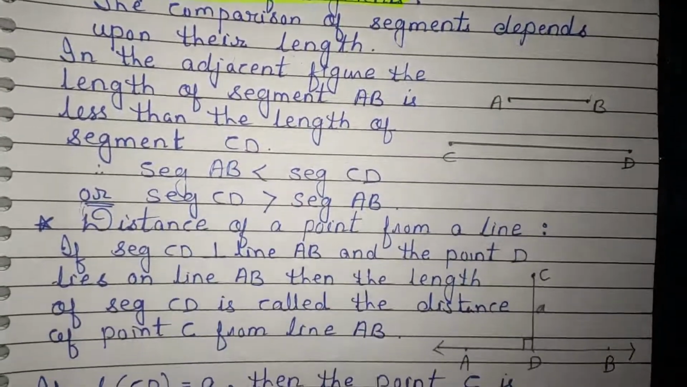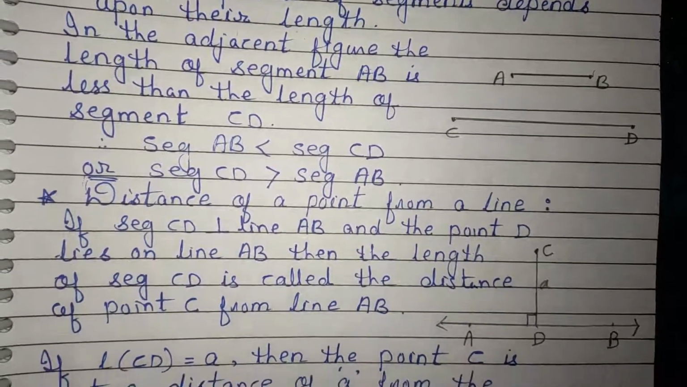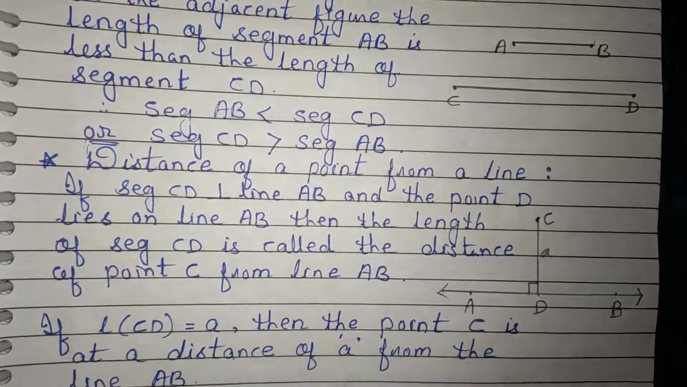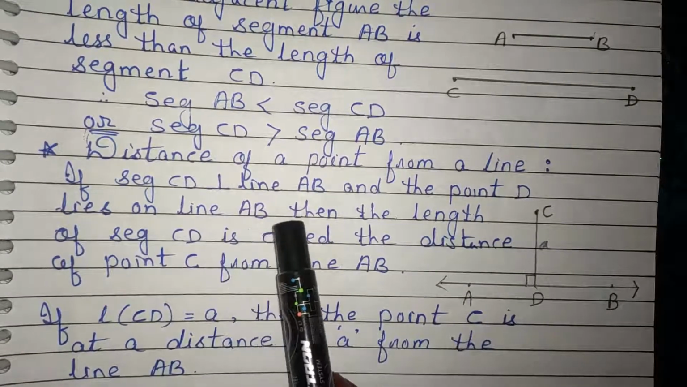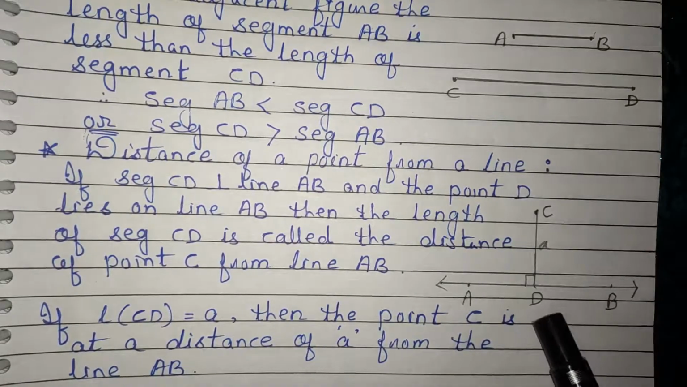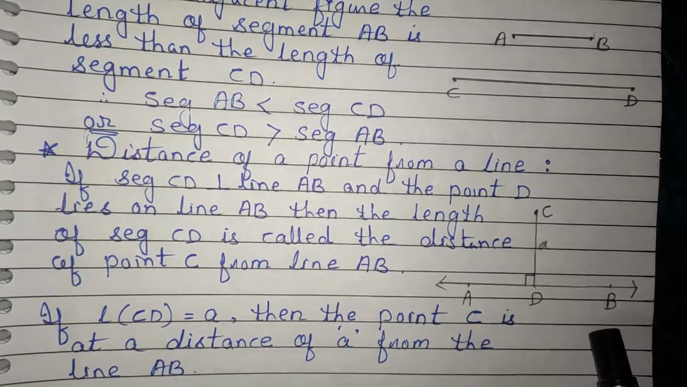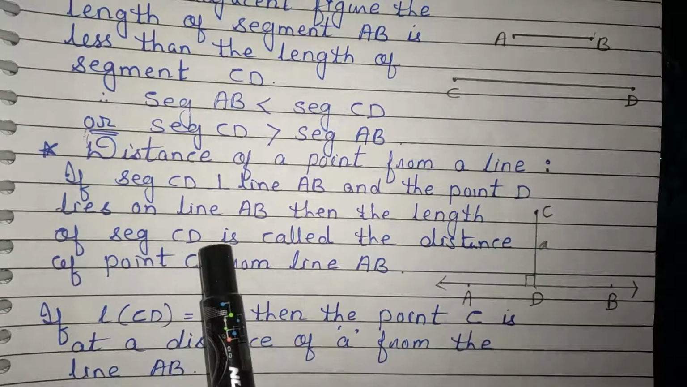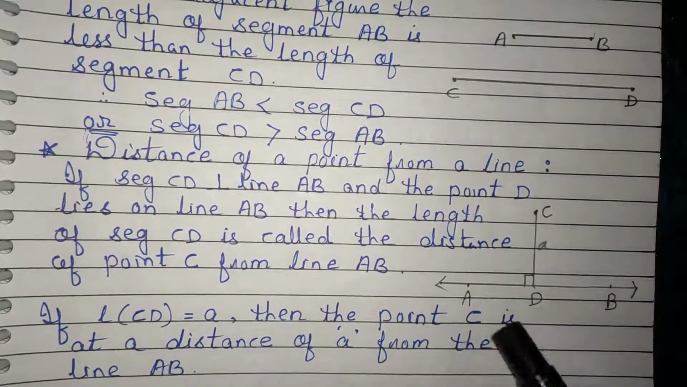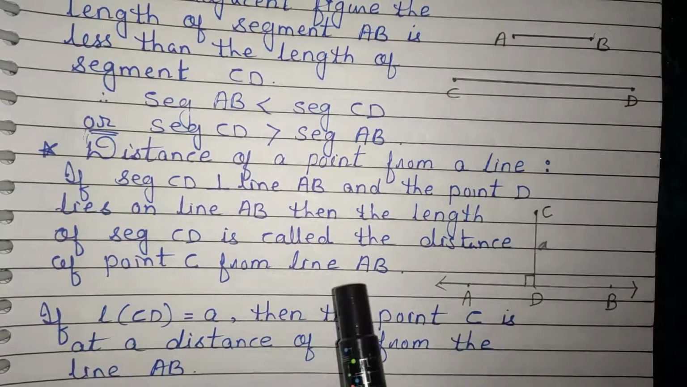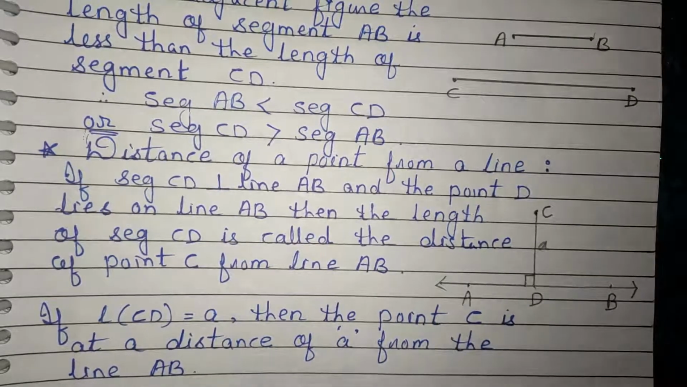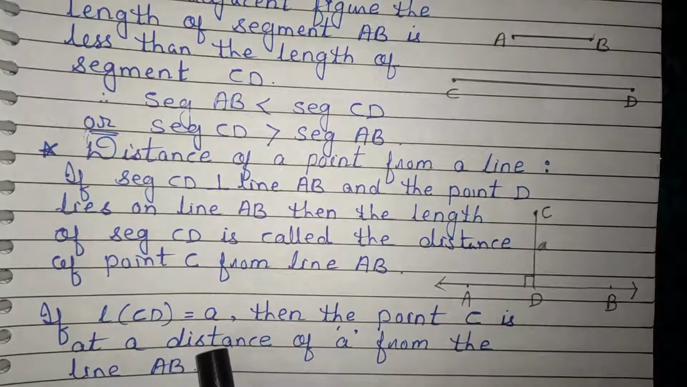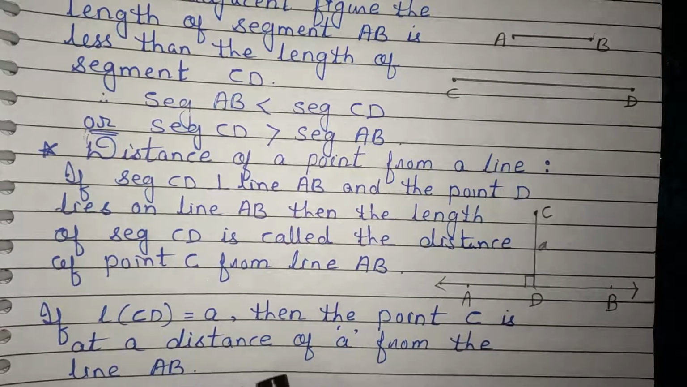Next one, distance of a point from a line. If segment CD is perpendicular to line AB, look here, and the point D lies on the line AB, then the length of segment CD is called the distance of point C from line AB. Look here. If length of CD is equal to a, then the point C is at a distance of a from the line AB.